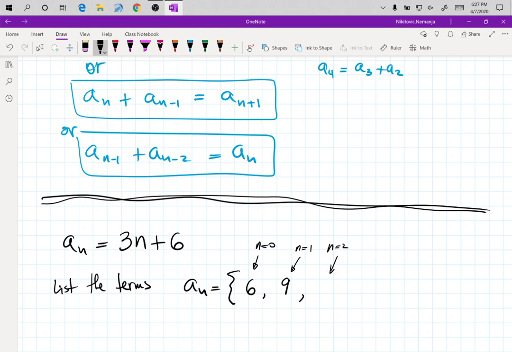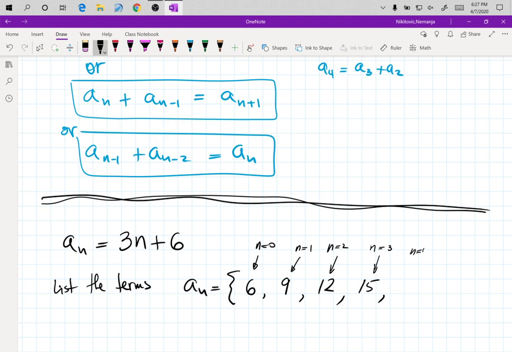And it's 2. For the third term. Yes. We started at 0, then it's 1, then it's 2. Okay. 3 times 2 is 6. 6 plus 6 is 12. Now we get to the dreaded 3. 3 times 3 is 9 plus 6 is 15.